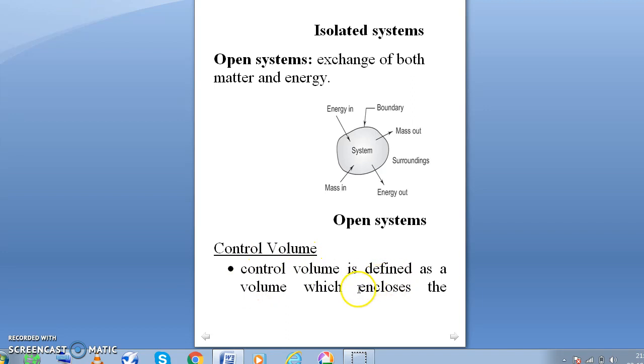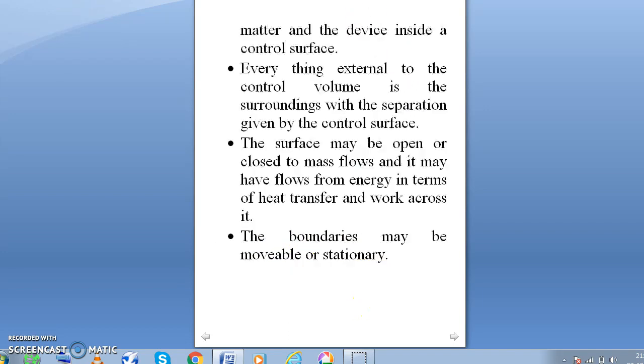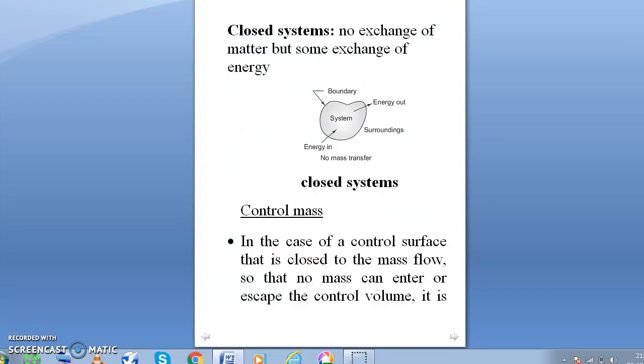Controlled volume is defined as a volume which encloses the matter and the device inside a control surface. Everything external to the control volume is the surroundings, with the separation given by the control surface. The surface may be open or closed to mass flows, and it may have flows of energy in terms of heat transfer and work transfer across it. The boundaries may be movable or stationary.